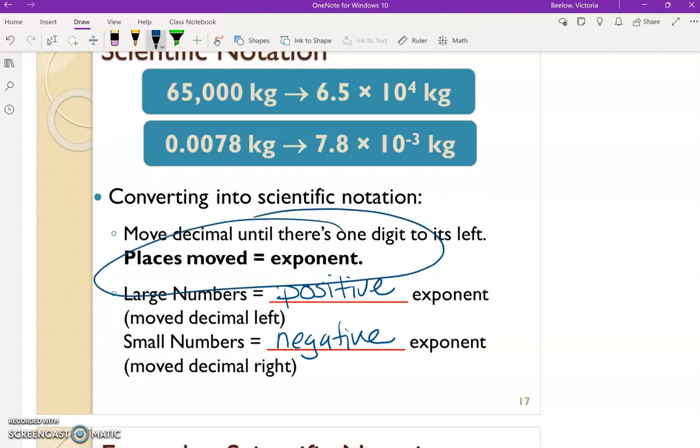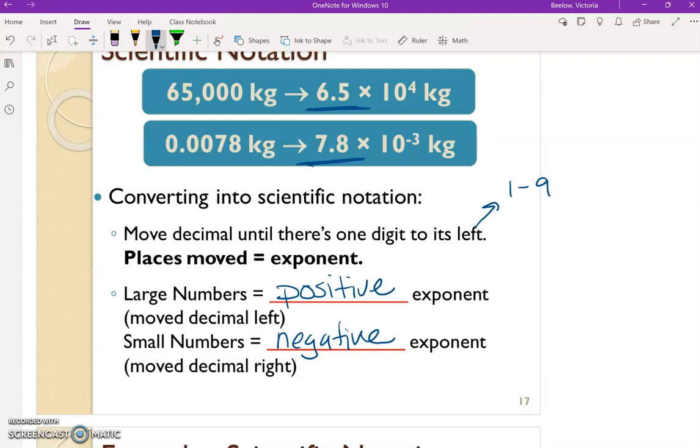And again, I'm going to explain this rule as well on the next slide with the examples. We're going to move the decimal until there's one digit to its left, meaning that we have a number between 1 and 9, so it can be written as a decimal. So for example, these ones here, I have 6.5 and 7.8. That's the format that we want to write in that's correct.